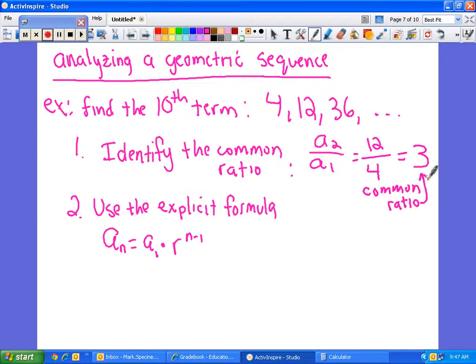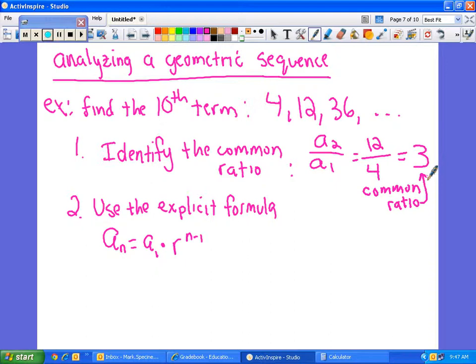And the abbreviation we use in the formula for the common ratio is R. Good formula for Pirate Day next September. Usually September. What's the common ratio? R.